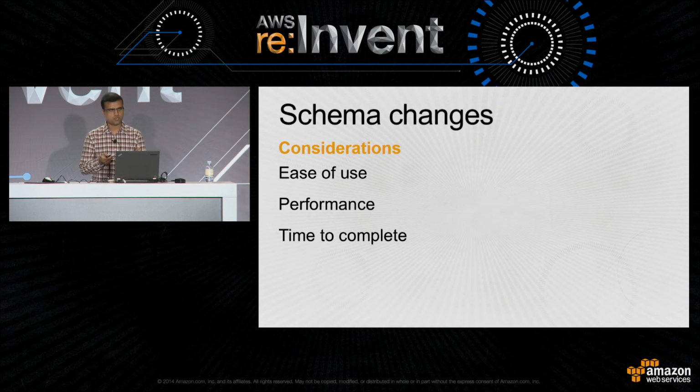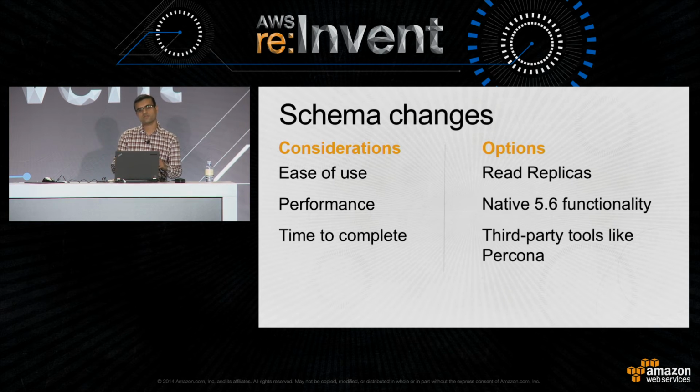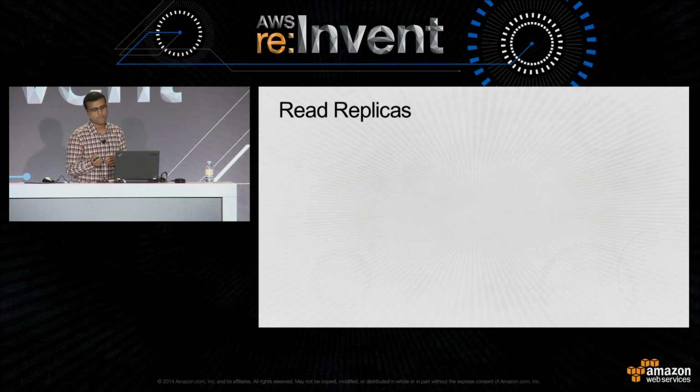There are 3 main considerations while performing a schema change in terms of the options that you might want to use. You want to use an option that is fairly easy to use. You wouldn't want too much of a performance impact on your master instance as you perform the schema change. You would want it to complete fairly quickly. There are 3 different options that you can use for performing schema changes with MySQL. The first one is using Read Replicas. We're going to talk a little bit about that. You can also use the native 5.6 functionality. This is, again, a 5.6 feature that MySQL added. You can also use third-party tools like Percona.